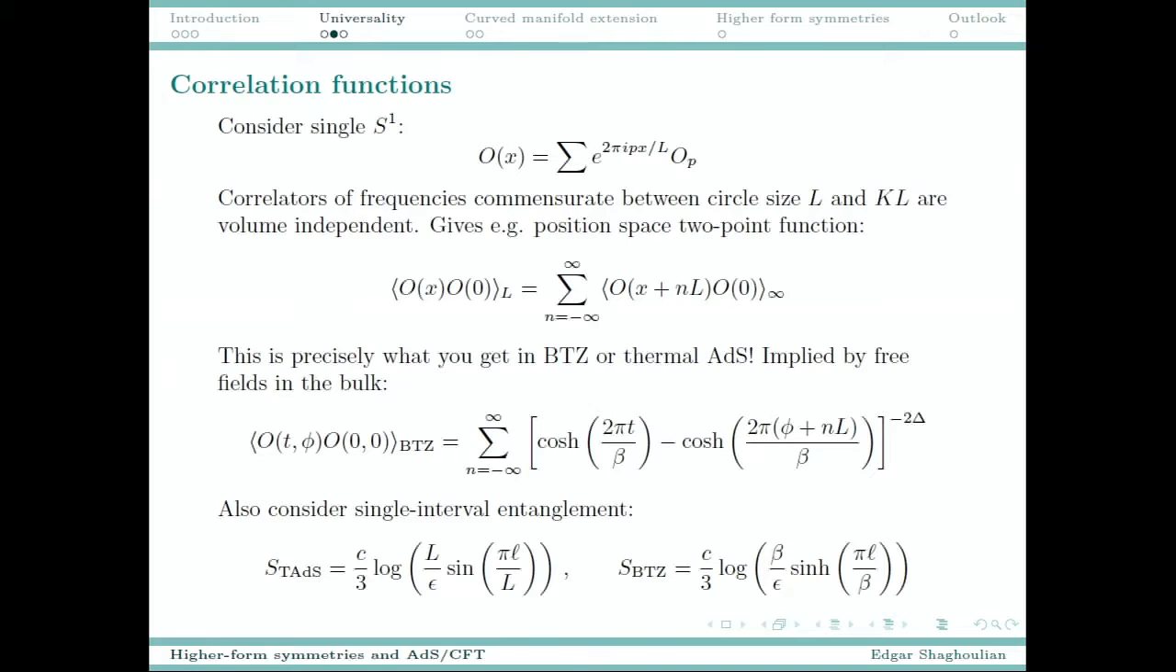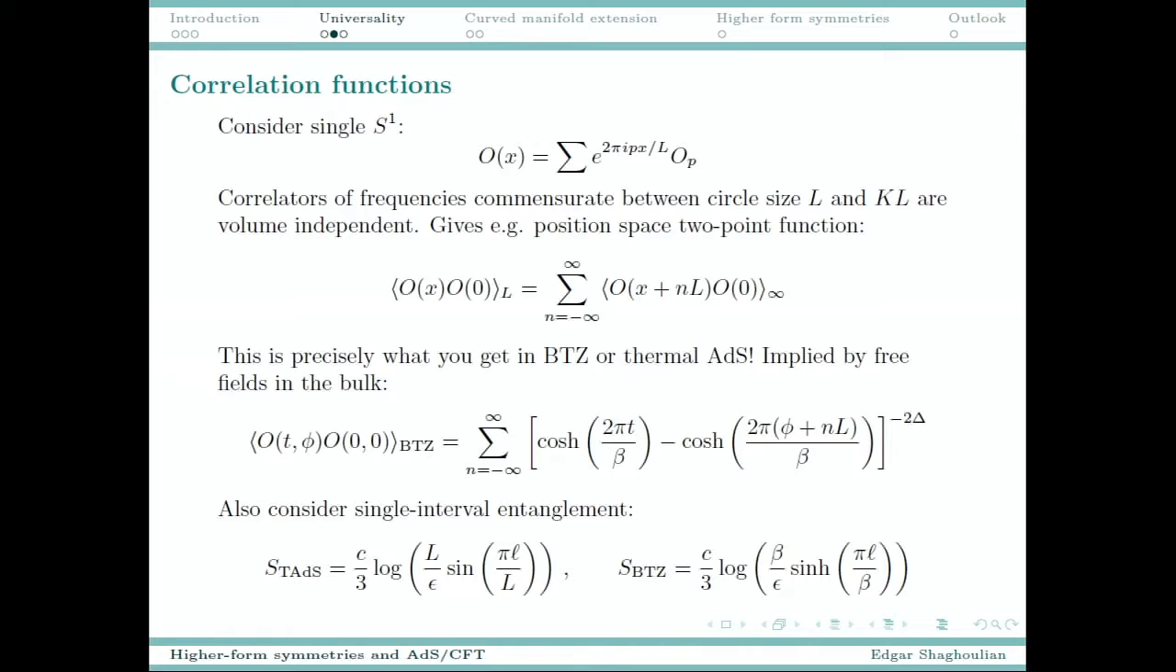Okay, so the appropriate observables in the case of correlation functions: you don't really want to think about these O of x's. You want to think about correlators of these O of p's. And if you consider a circle of size L versus a circle of size KL, where K is some positive integer, then the correlators that are independent of K in this case, that's the discrete change you're thinking about, are ones where the frequencies are commensurate in the two sizes.